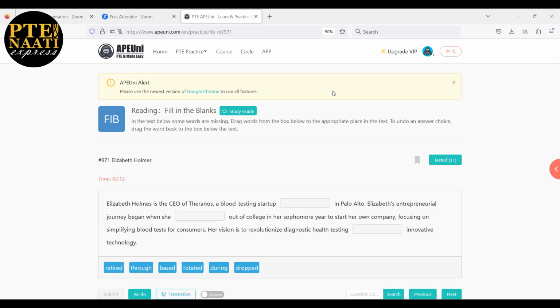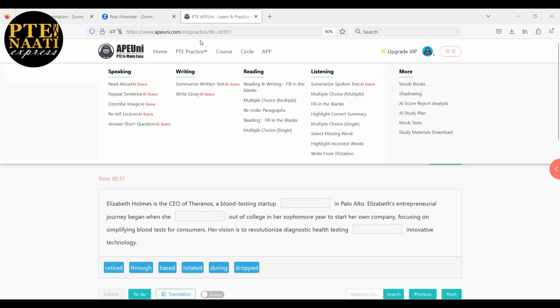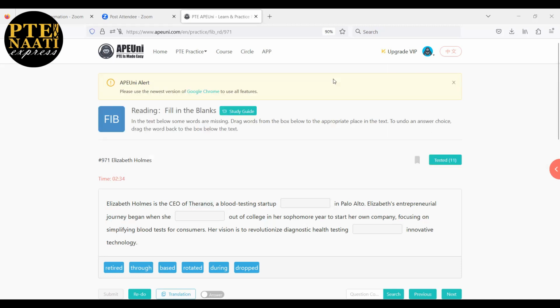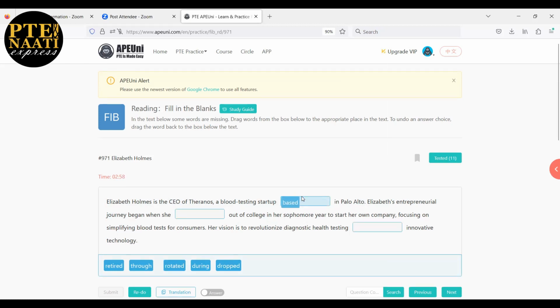Yes, shall we check that? Elizabeth Holmes is the CEO of Theranos, a blood testing startup based in Palo Alto.